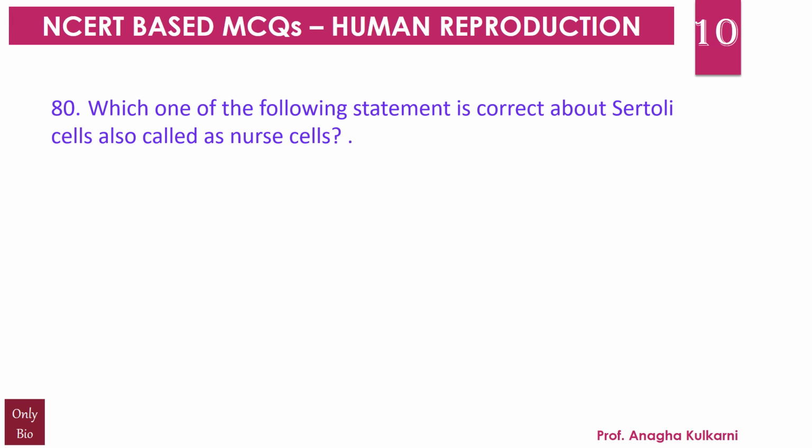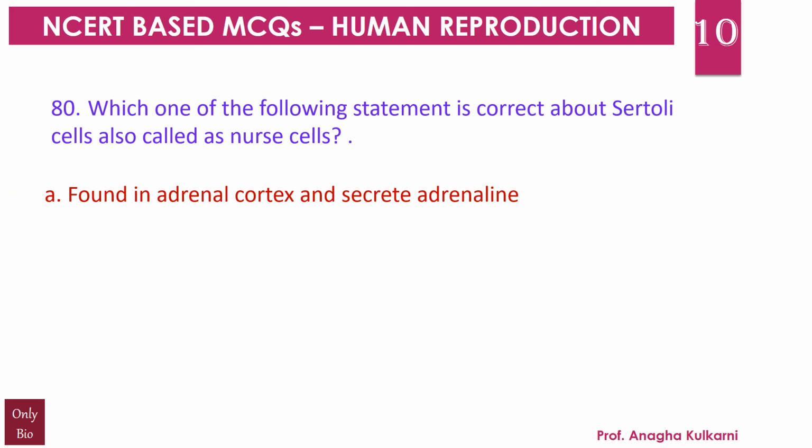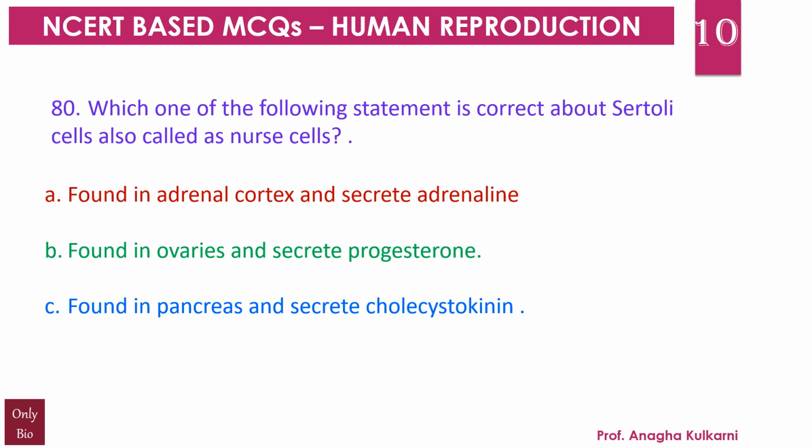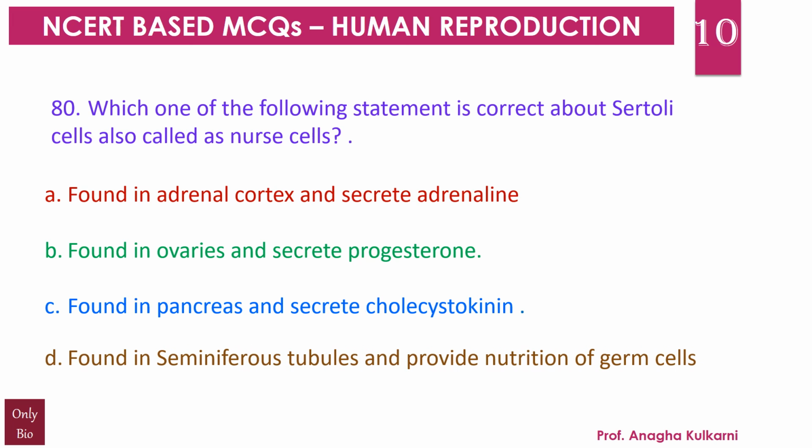Which one of the following statements is correct about Sertoli cells, also called nurse cells? A. Found in adrenal cortex and secretes adrenaline. B. Found in ovaries and secretes progesterone. C. Found in pancreas and secretes cholecystokinin. D. Found in seminiferous tubules and provides nutrition to the germ cells. And the correct answer here is D. So Sertoli cells are found in the seminiferous tubules and they do provide nutrition to the germ cells, and this is the reason why they are also called nurse cells.